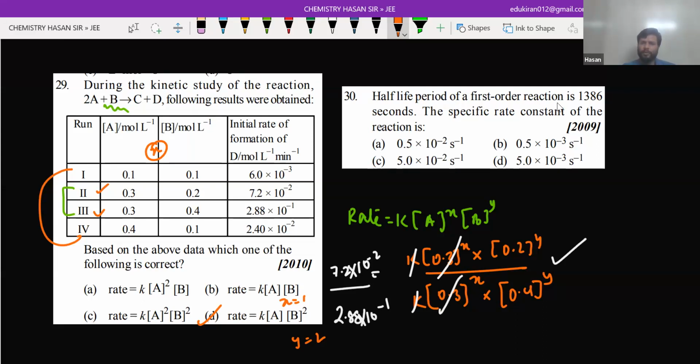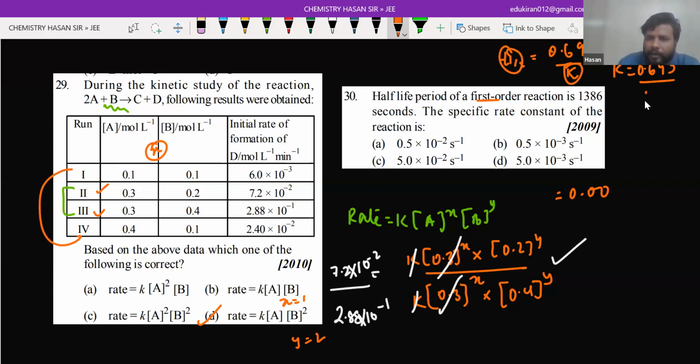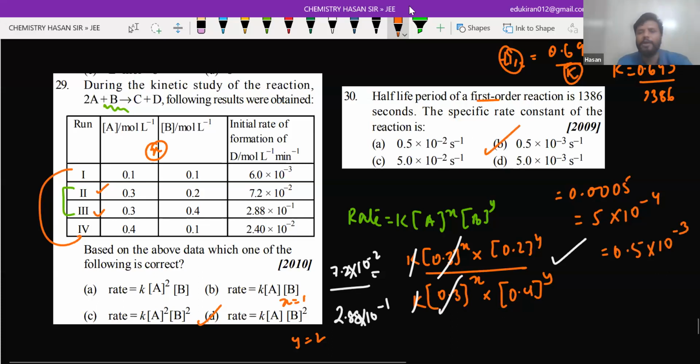What is the answer for this? You can say this is a first order reaction which has t half equal to 0.693 upon k. Option D? No, no, no. If you are going to divide it, you have to be careful while calculating. So k is 0.693 upon t, that is equal to 0.693 upon 1386. So it comes out to be 0.0005, which is 0.5 into 10 raised to the power minus 3, which means the answer is B.